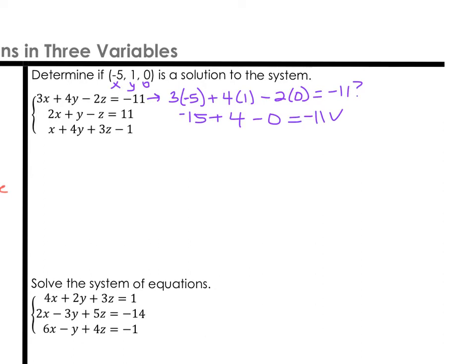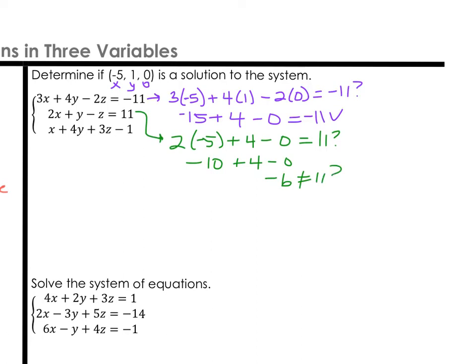Let's try then the second equation. As we substitute those values into that second equation, we get 2 times -5 plus 4 minus 0. Does that equal 11? This time we're not so lucky. 2 times -5 is -10 plus 4 minus 0. That gives us -6, and that doesn't equal 11. If the solution doesn't work in any one of the equations, it's not a solution to the system. So we would say no, not a solution.